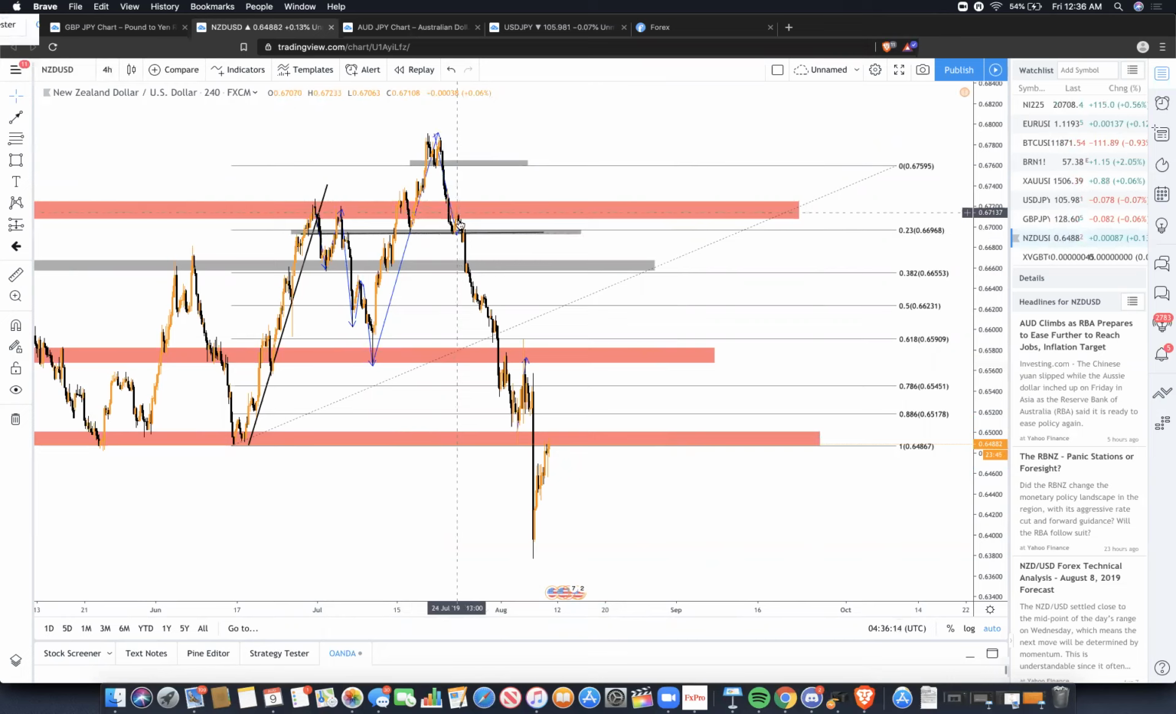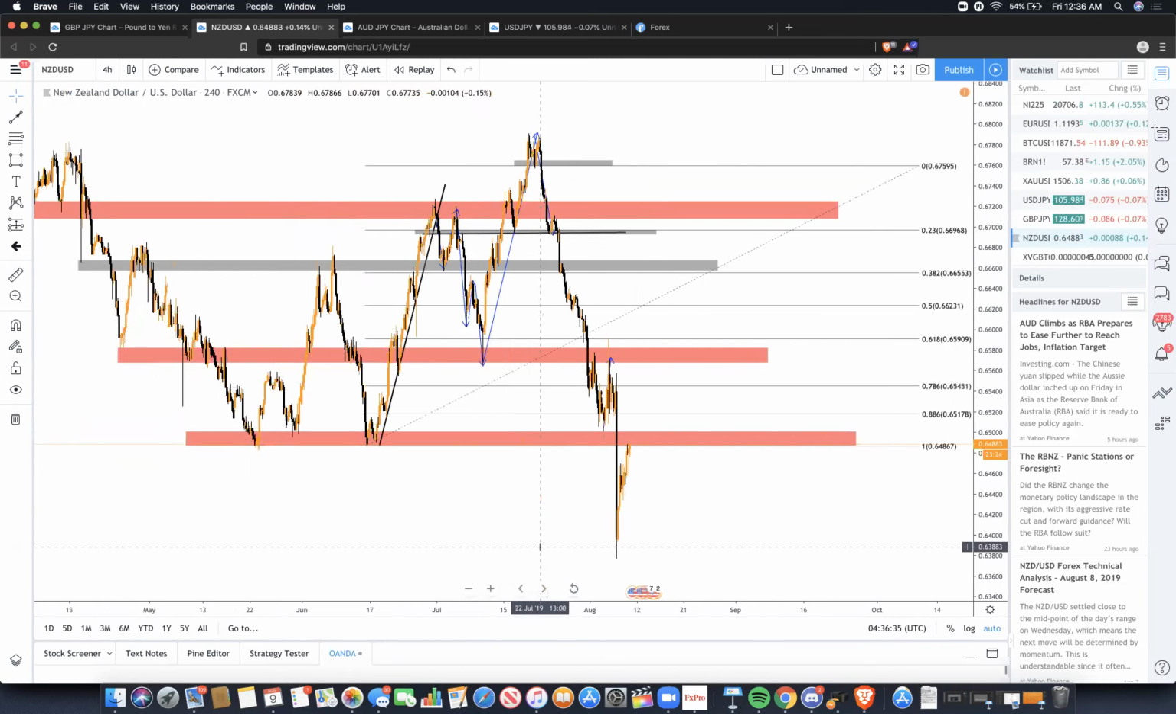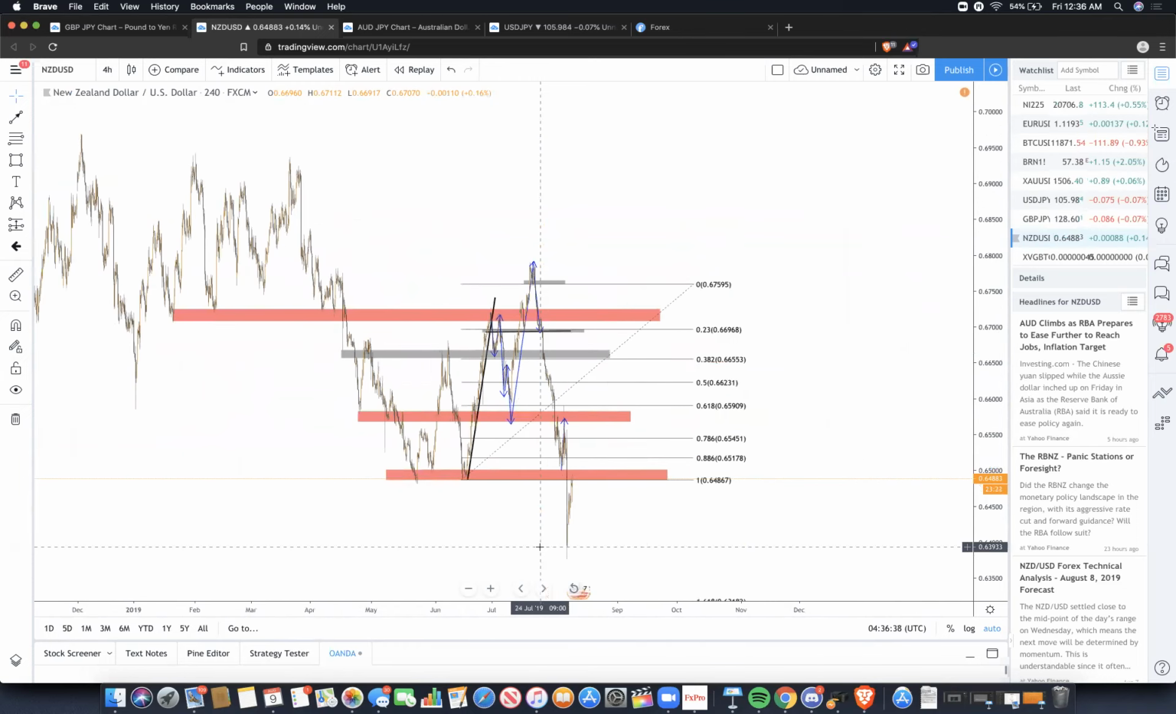What did it do? Come back down. What did it respect? The 38.2, respected our zone. What did it do? Come all the way down. See? And notice what happened. The market dropped all the way up to here. Where did it come back and retest? Equally on like 61.8 and just kept going down. Now the beautiful thing, yeah, go ahead, bro.